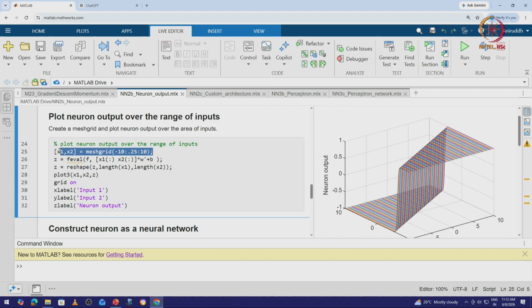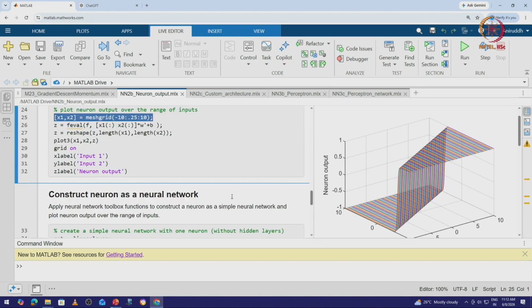Again, we will not go over the syntax of MATLAB in detail. However, when we say x1 comma x2, it is a grid ranging from minus 10 to 10 with a step size of 0.25. So this is how the plot works for the x and y axis, and for various values of x1 and x2 we plot the outputs.